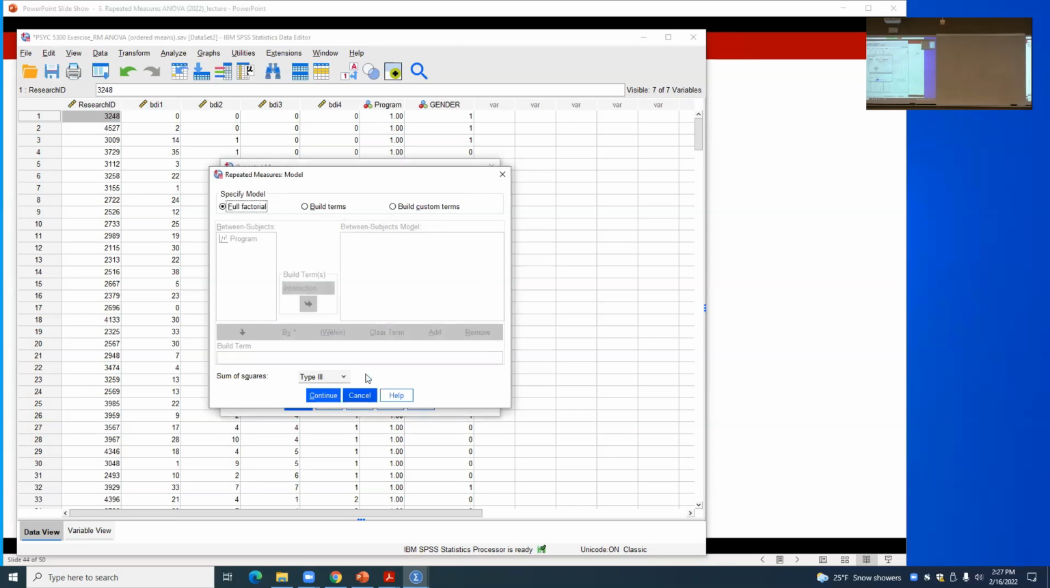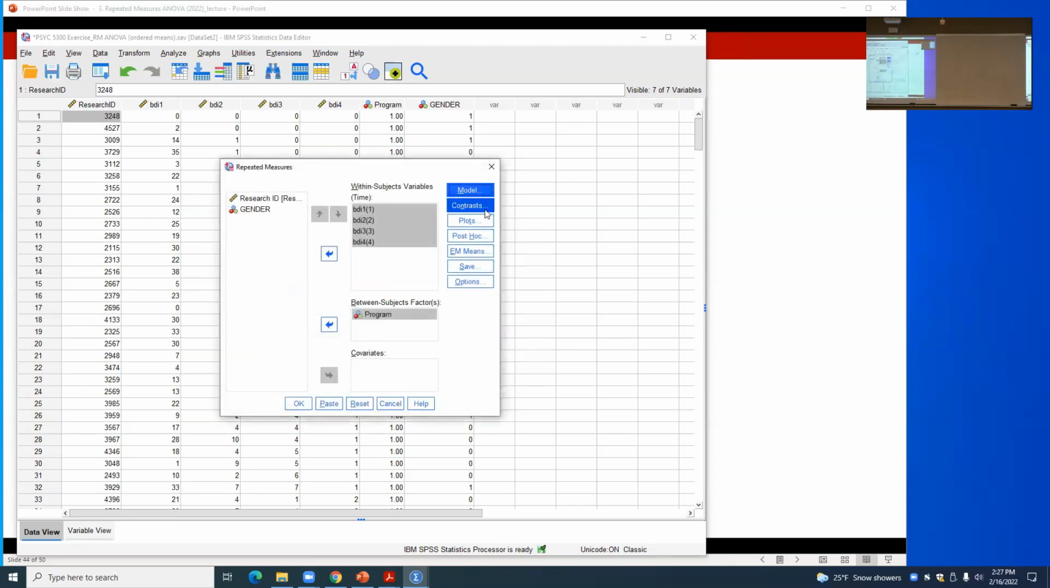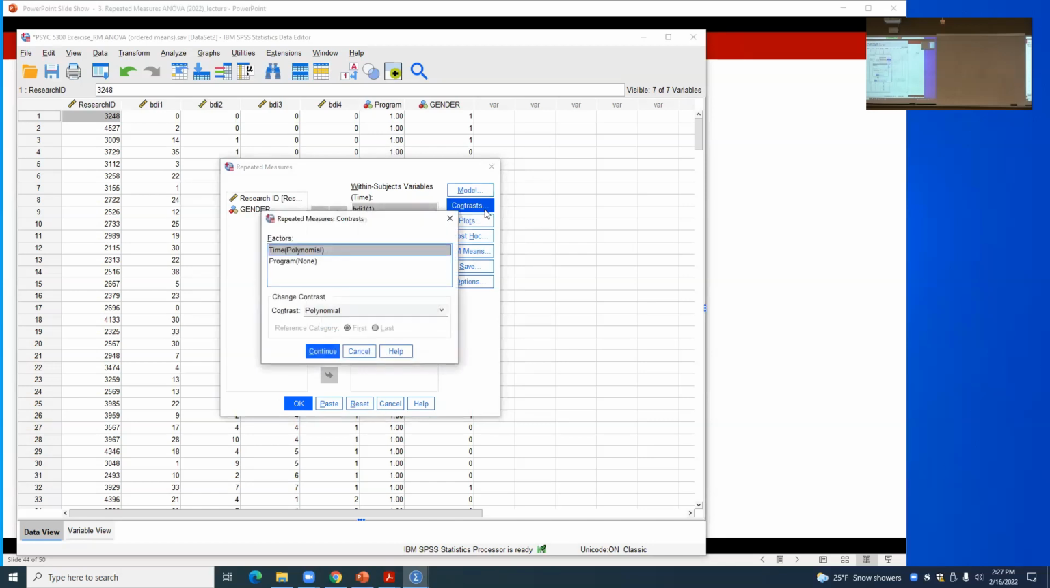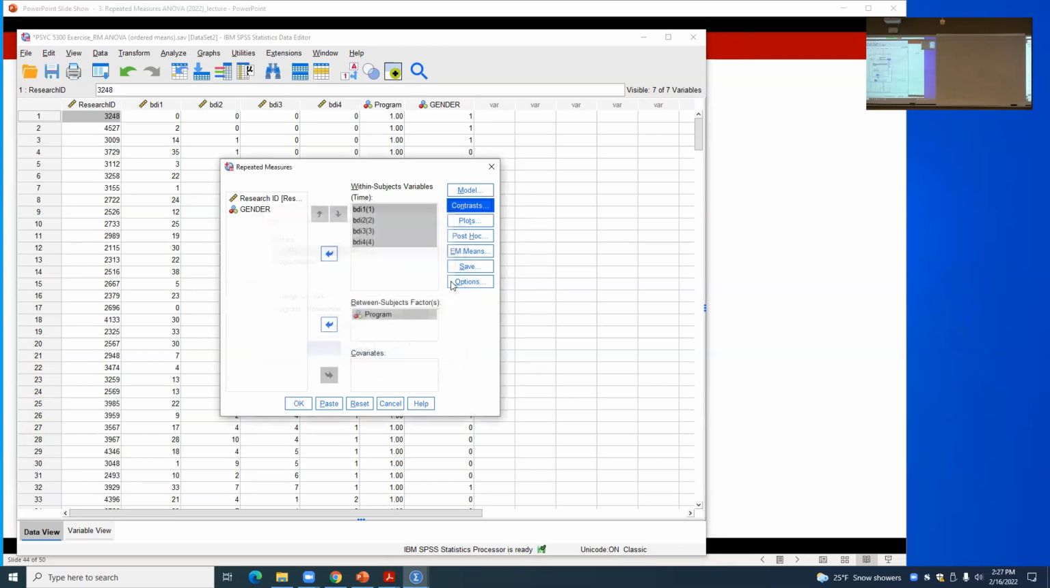You're generally not going to want to fool around with this, so we'll just hit cancel. Contrasts, this is where we're getting our polynomial contrasts and things along these lines. We've already seen that already. We don't have to fool around with anything here.